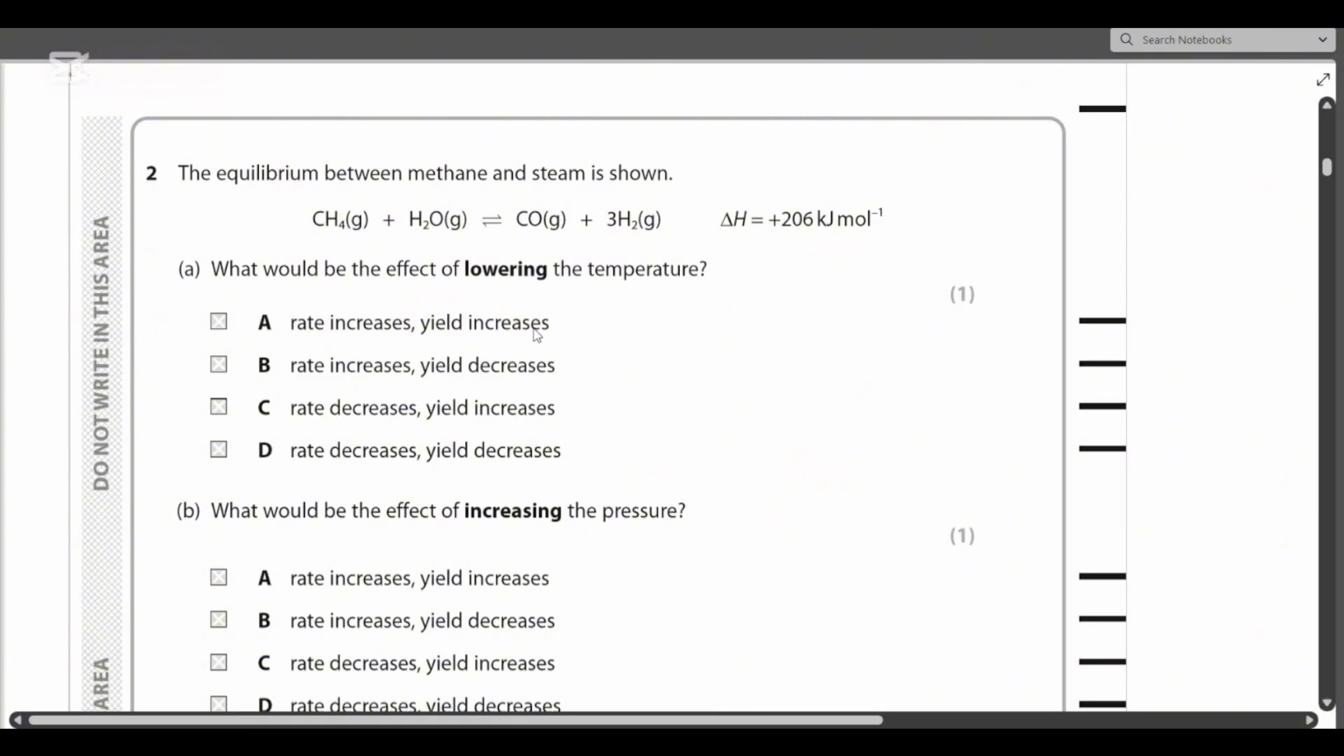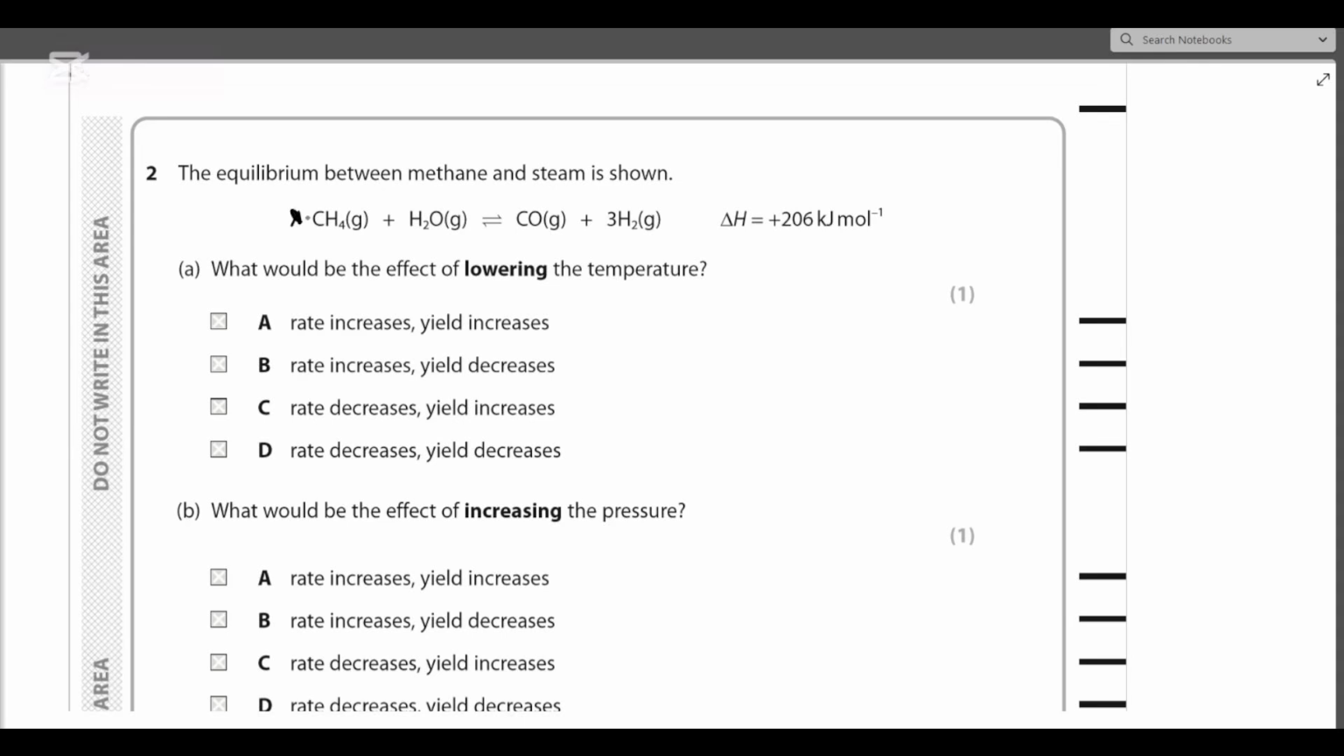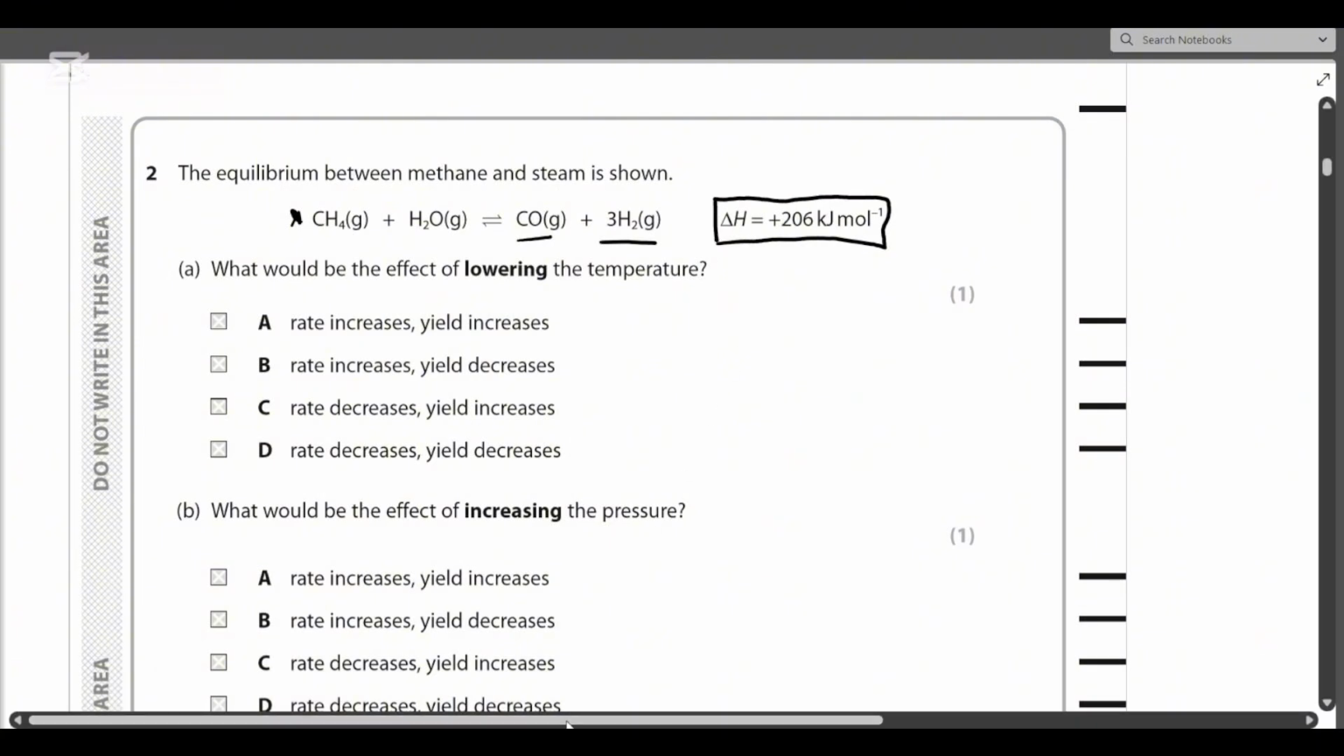If we move on to number 2, we can see that the equilibrium between methane and steam is shown. We have this reaction provided, with methane and steam reacting in an equilibrium, in the end providing us carbon monoxide and, of course, hydrogen gas as a byproduct, while the forward reaction is endothermic as stated with this value right here. Now, what would be the effect of lowering the temperature?